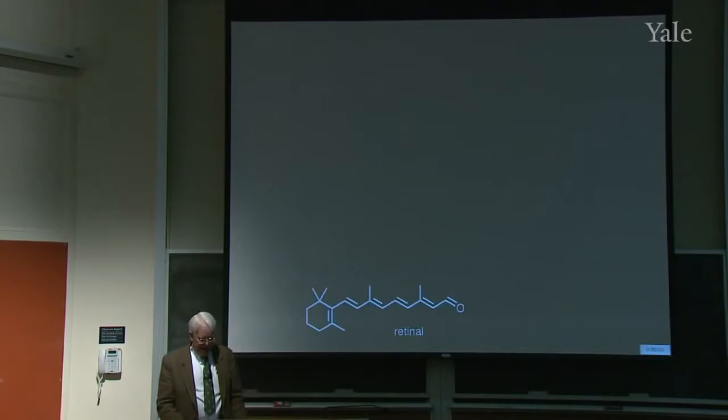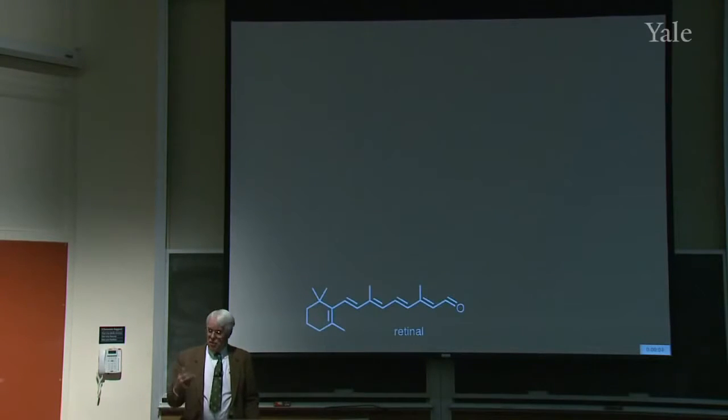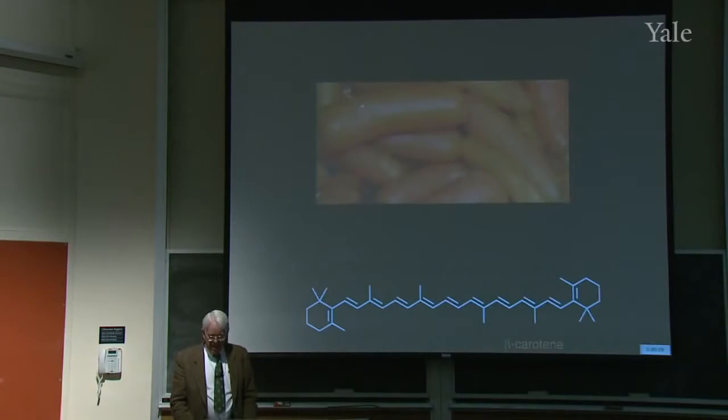Now, retinal is the stuff that's involved in making this visual pigment, right? And beta-carotene is that, and obviously it's called beta-carotene because that's what makes carrots that way, and that's why you eat carrots, to make your eyes good, right? Bugs Bunny has good vision because of that, okay?